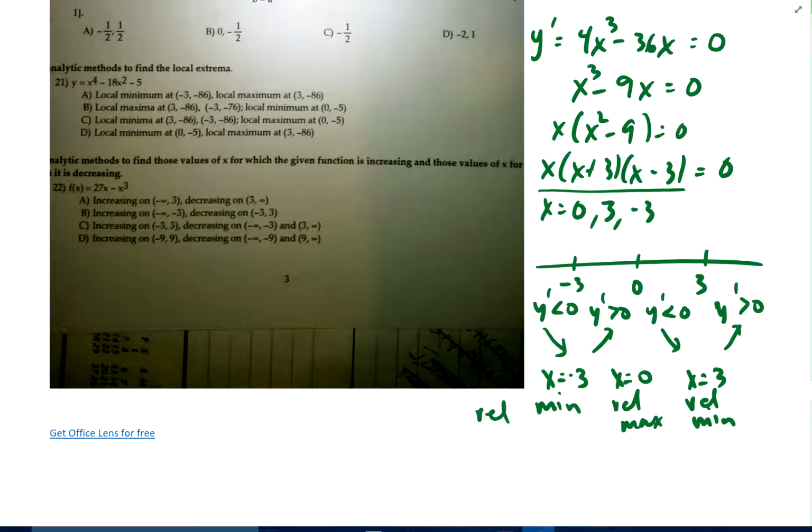Okay, and then from here, we just have to figure out the y values. So we got a local minimum at negative 3 and 3, and then a local max at 0. So it looks like we're going to end up being at 3 if you verify the y values there. All right. Just looking at 22, we just want to know where it's increasing and decreasing. We're just interested in where f prime of x is positive or negative on something like that for 22.